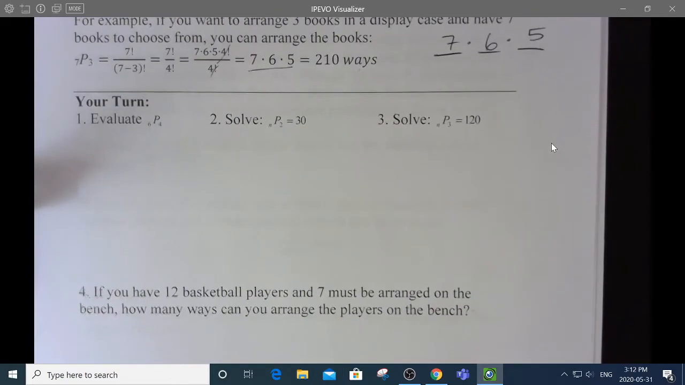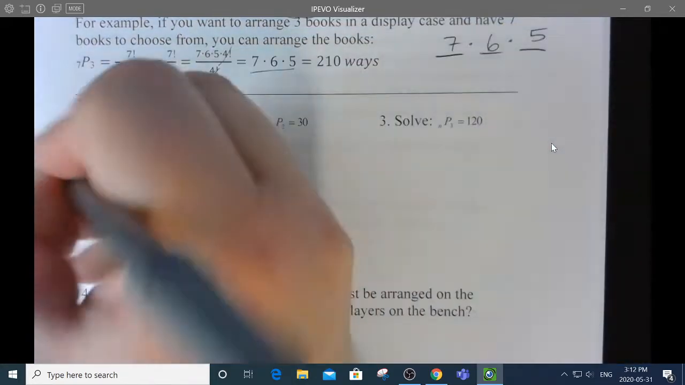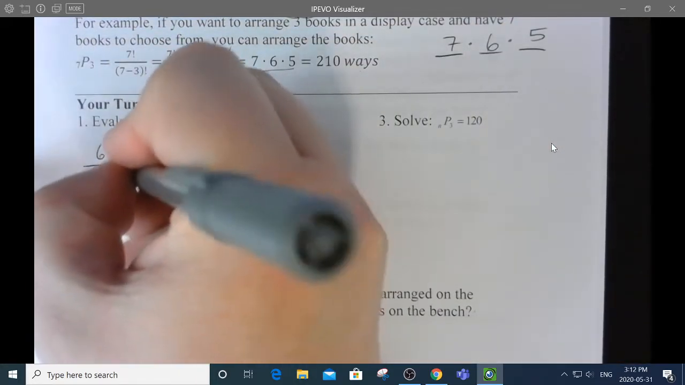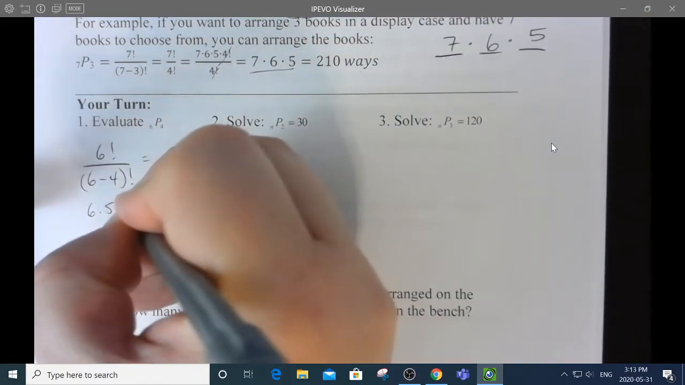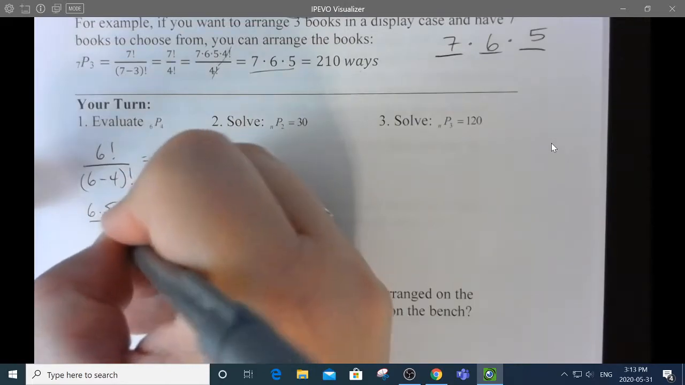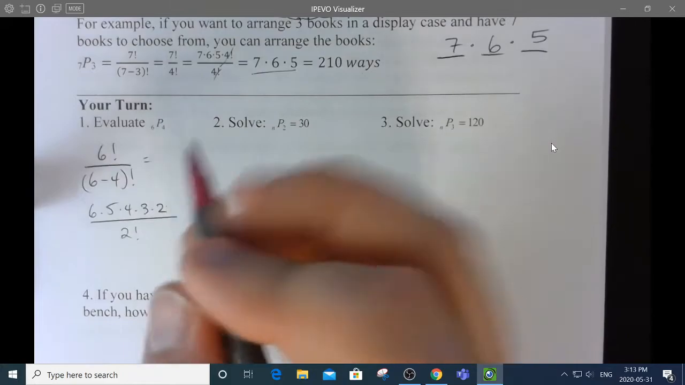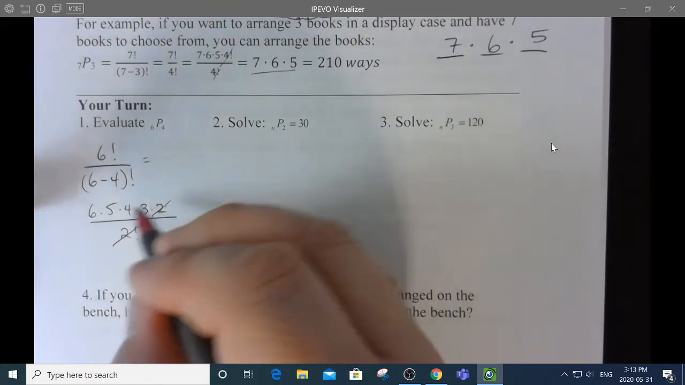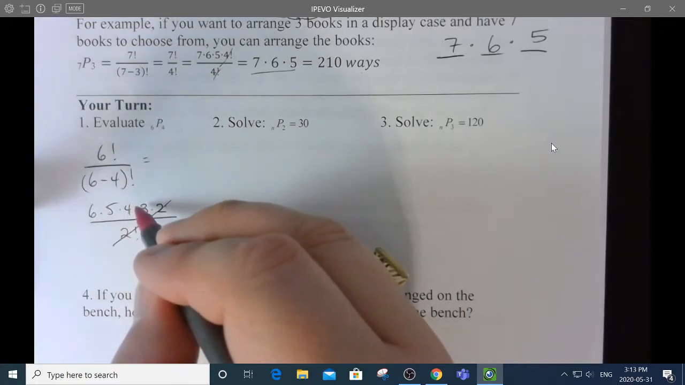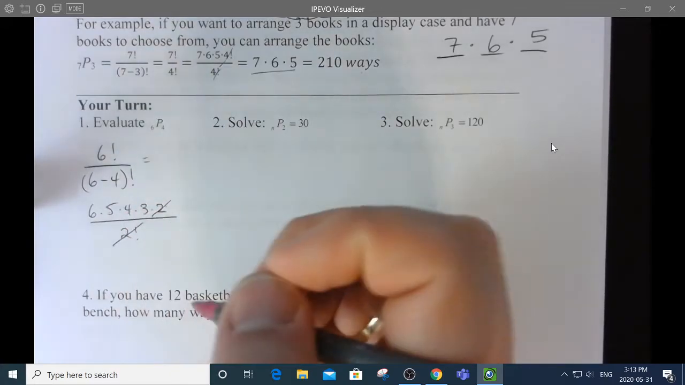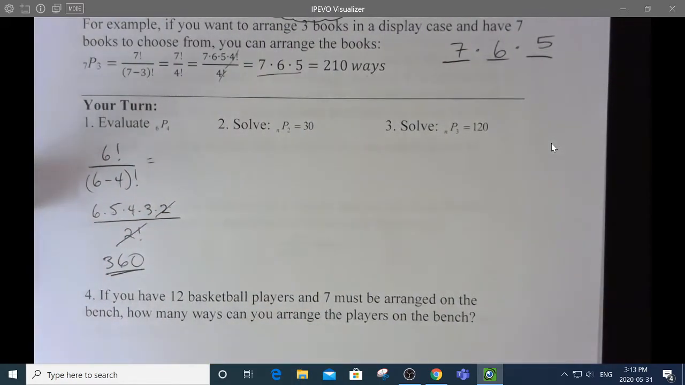So, number 1, let's just see if we can work the formula. That is going to be 6 factorial over 6 minus 4 factorial. I wouldn't let you use a calculator for this one. That's going to be 6 times 5 times 4 times 3 times 2 all over 2 factorial. Notice 2 and 2 factorial are the same thing, so I don't bother with the factorial on there, right? 2 times 1 is the same as 2 times 1, so they're gone. And this is going to be 30 times 4 is 120. 120 times 3 is 360. There we go. All right, so there's the first one.